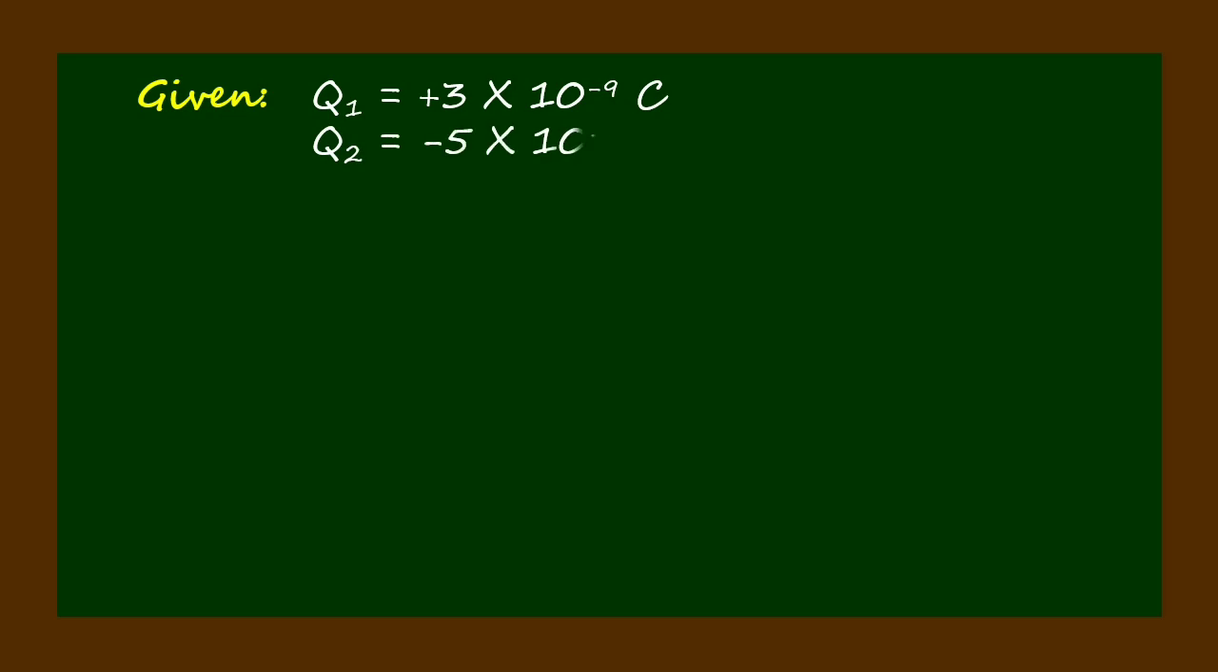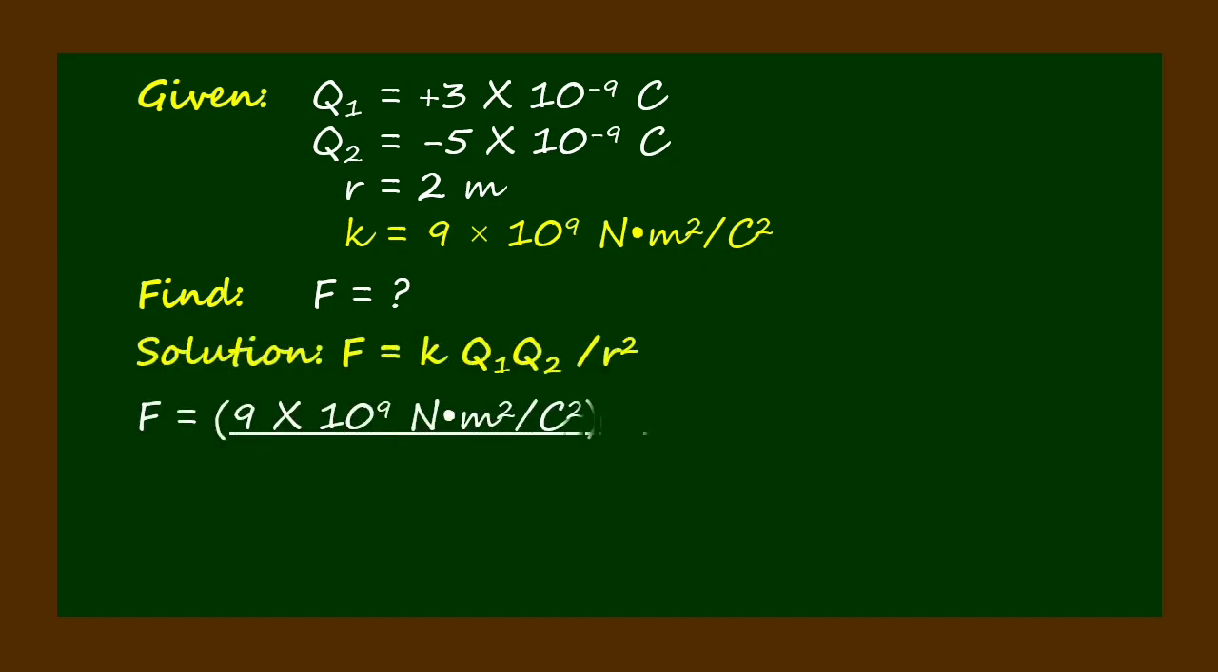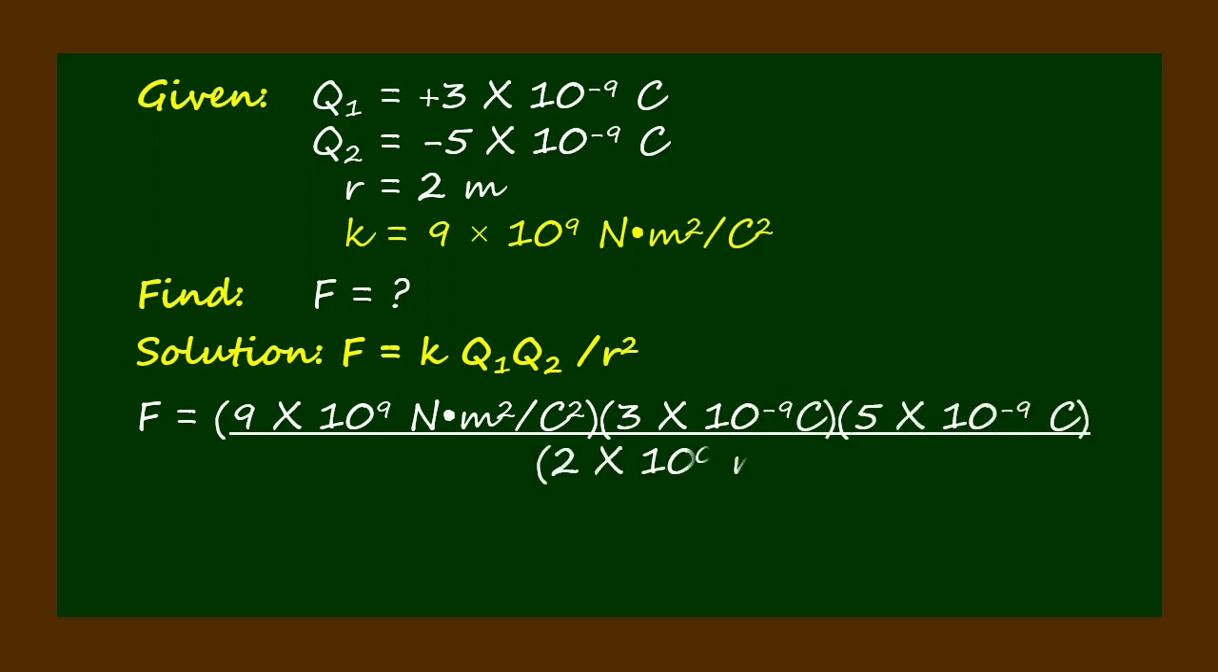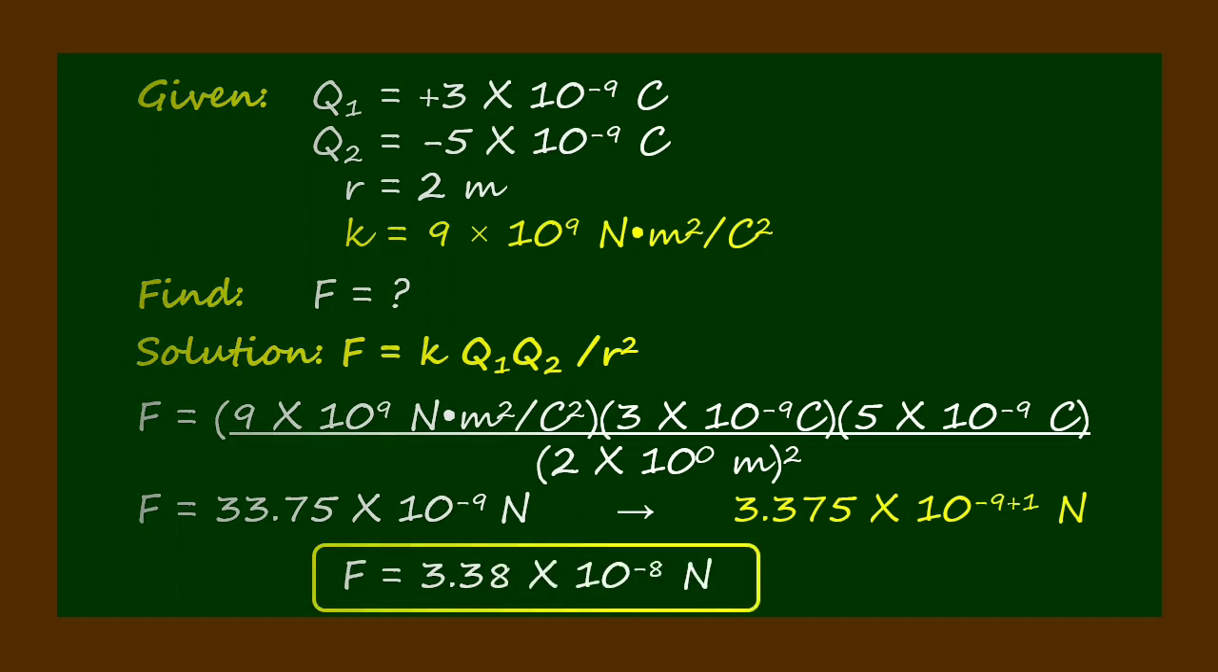The given quantities are the magnitudes of the charges Q1 and Q2 equal to positive 3 nanocoulomb and negative 5 nanocoulomb respectively. The distance r equals 2 meters, and the electrostatic constant K equals 9 times 10 to the 9 newton meter squared per coulomb squared. The required quantity is the electrostatic force, and the solution can be done by substituting all the given values into the formula, F equals K times Q1 times Q2, all over r squared. We get F equals 3.38 times 10 to the negative 8 newton.